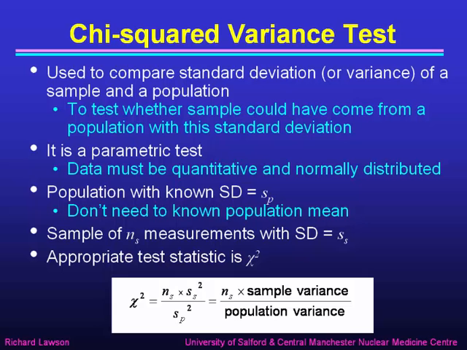Then the appropriate test statistic that we're going to calculate is called chi-squared. And chi-squared is NS times SS squared divided by SP squared. That is NS, the number in the sample, multiplied by the sample variance divided by the population variance, because SS squared, the sample standard deviation squared, is the same thing as the sample variance, and SP squared is the same thing as the population variance.